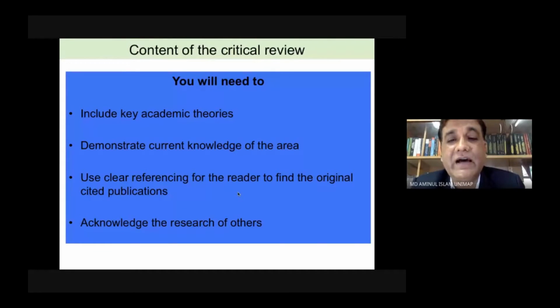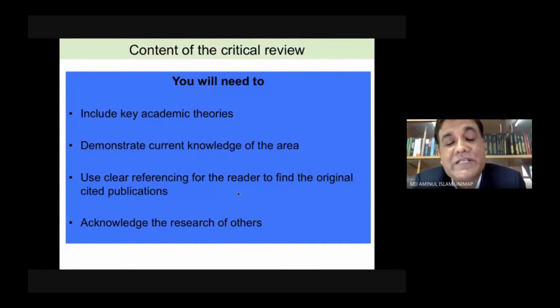Now, what should be in the critical review, the content? We must have key academic theories. We should demonstrate the current knowledge of the area. We should have clear referencing for the reader so that they can find the original cited publication. And we have to definitely acknowledge the research of others. That makes your content critical. Very important. Remember, you must have theories.